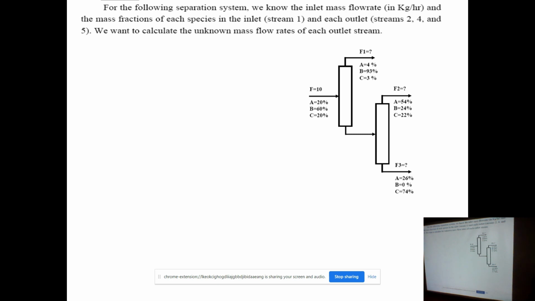First, let us solve physically, then we will learn using MATLAB. How do you solve physically? There are two columns given. In the first column, there is a certain feed rate. The mass fractions A, B, C are given. Now, when we feed to the first column, only the top fraction is unknown. The bottom fraction is fed to the second column. Again, the top fraction flow rate is unknown, the bottom fraction flow rate is unknown, but the mass fractions are available.